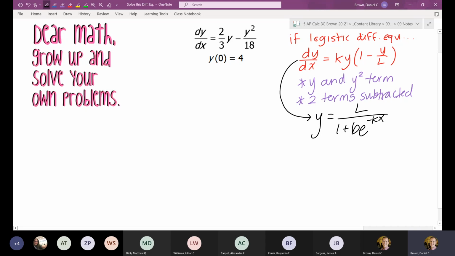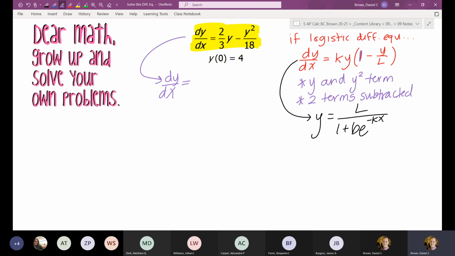This is why it's important to get it in that form, because once you do, you clearly see what k is, and you clearly see what L is, and then your initial condition will help you solve for b. So if we're looking at this differential equation, what algebra would you need to do to manipulate it into that desired format? Factor. And again, the big clue is we often want this to be a 1.